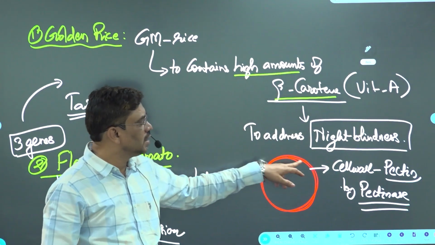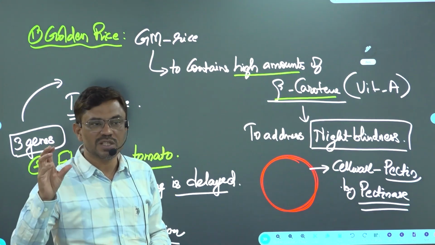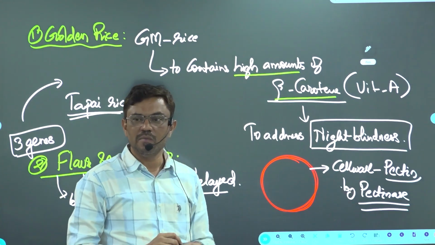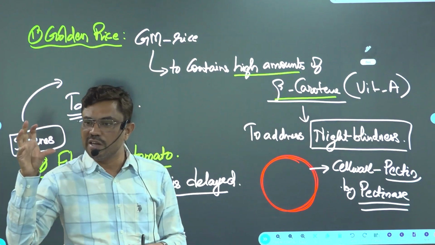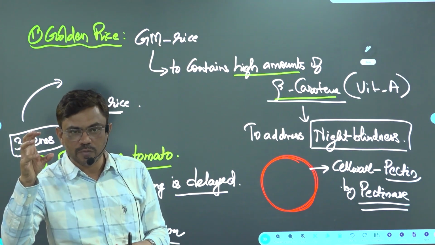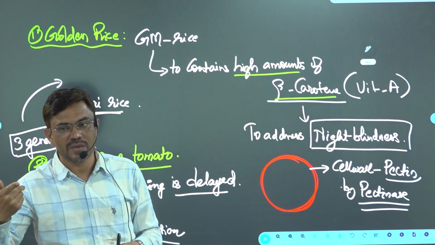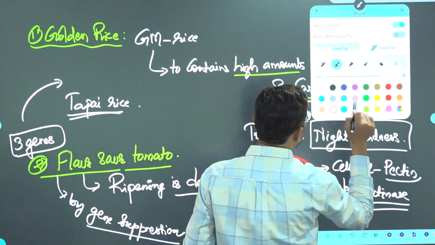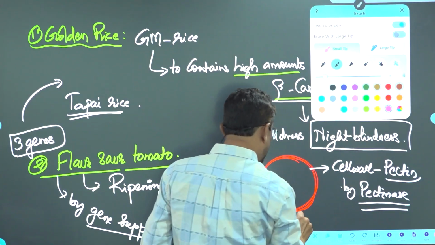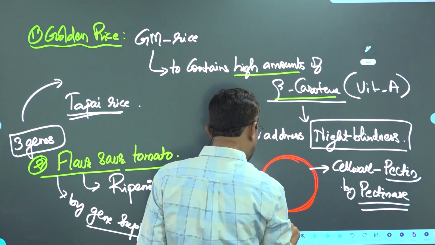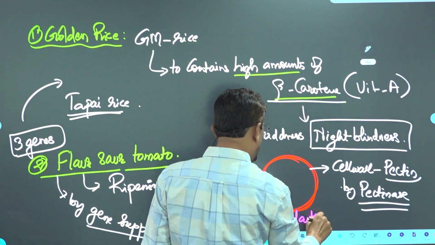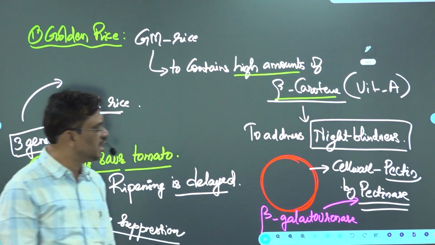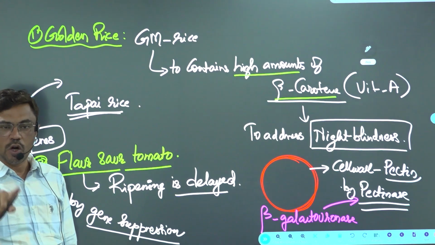So generally, the cell wall of tomato contains a substance called pectin. By the activity of this pectinase enzyme, the pectin gets degraded. When it starts degrading, the cell wall becomes soft, so the ripening process will be started. Are you getting my point? Now this pectinase is indirectly activated by another enzyme called beta-galacturonase. The activity of this pectinase is enhanced by beta-galacturonase.